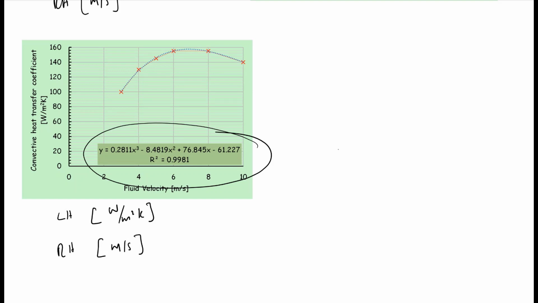So basically what an empirical formula is, is some sort of formula we derive from experimental data, which is not dimensionally consistent, to describe some sort of parameter, in this case the heat transfer coefficient, in terms of another parameter, in this case the fluid superficial velocity.